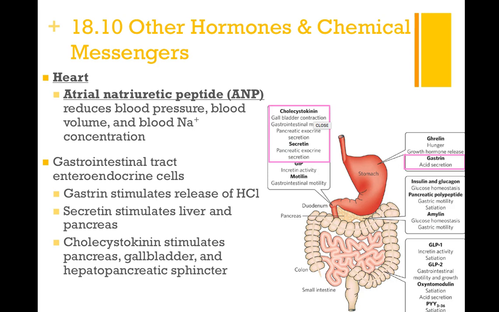So they would be the gastrointestinal enteroendocrine cells. They will secrete gastrin that will stimulate the release of the hydrochloric acid. Remember, that was important in activating pepsinogen into pepsin. It will also secrete secretin, which will stimulate our liver and pancreas. And lastly, cholecystokinin will stimulate the pancreas, gallbladder, and hepatopancreatic sphincter.